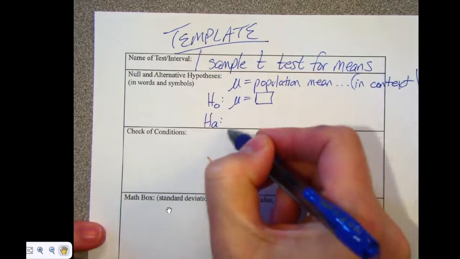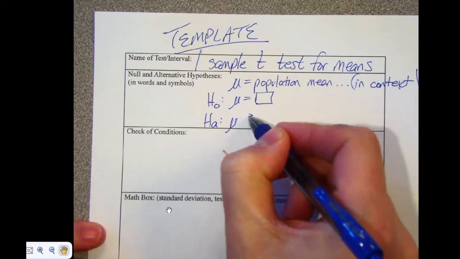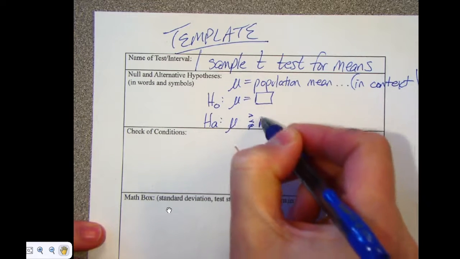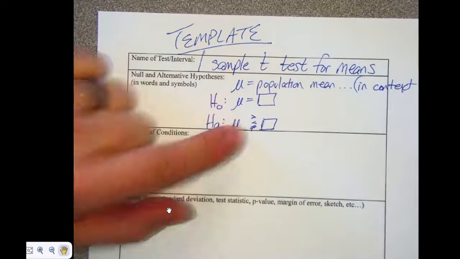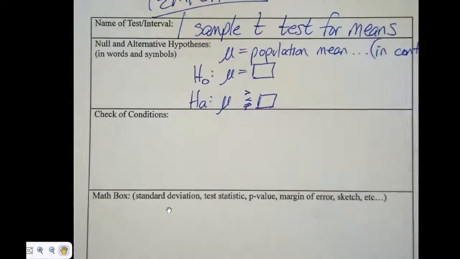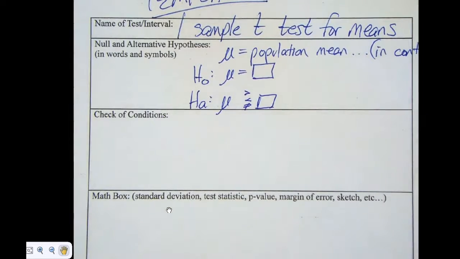HA is always going to be either greater than, less than, or not equal. So if they're going to say, we think this is true, I'm going to say, wait a minute, I think it's bigger, or I think it's lower, or I think it's different. I don't know if it's better or worse, but I just think it's different.